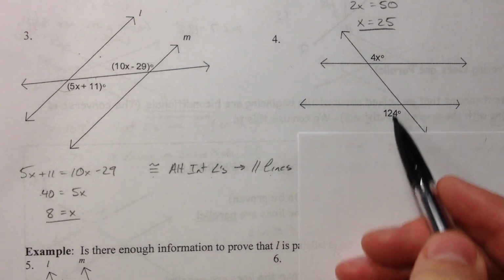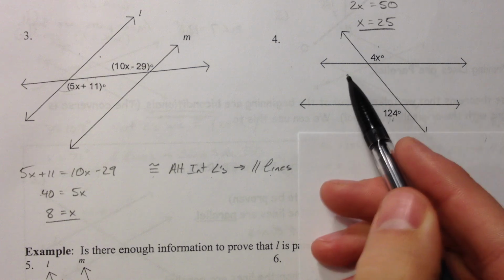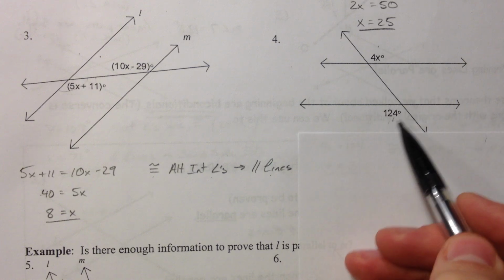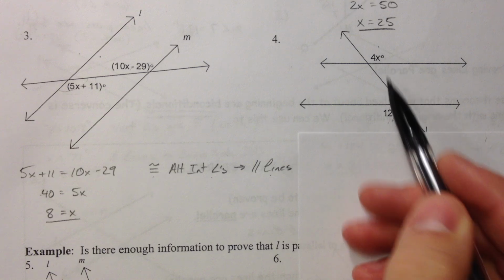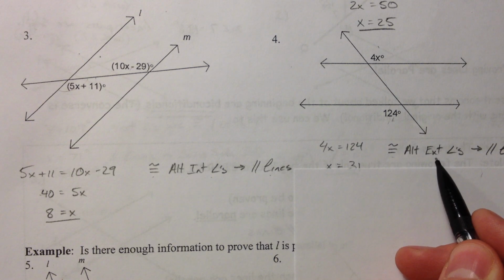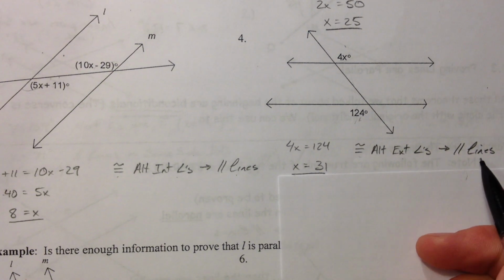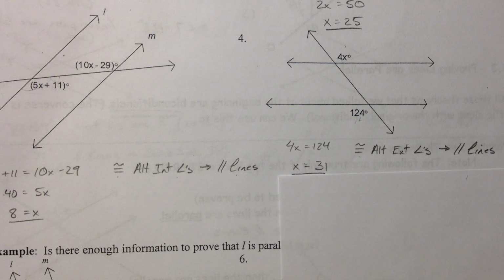These are alternate exterior, alternating sides of the line, but on the outside of your parallel lines. Now, I don't know that they're parallel, but if I set them equal to each other, then I would have congruent alternate exterior angles, which would tell me that I have parallel lines. Divide by 4, you get 31.